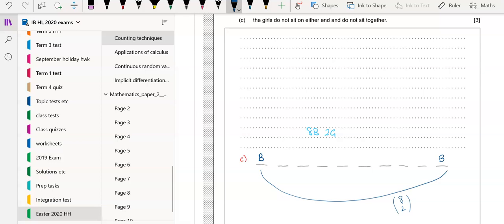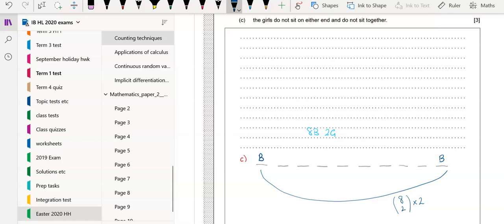And so there's that many ways, but then once we've chosen those 2 boys, they can switch places. So there's 8c2 times 2 ways of selecting 2 boys from the 8 and putting them on the ends, and once we've got those 2 boys, they can switch places. So hence the times 2. Now that's it, those 2 spots in place. Now we've got 8 in the middle here.